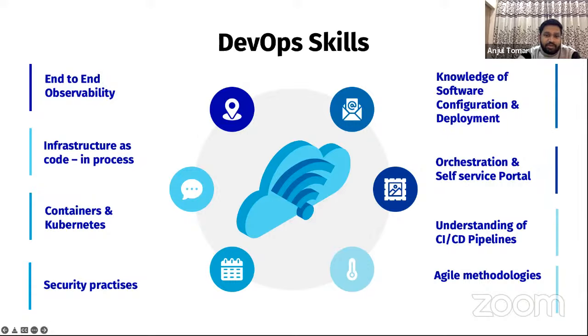Knowledge of software configuration deployment, I think I've covered already. Orchestration and self-service portal. This is interesting and very much time saving. So basically, let's say in a highly growing environment, someone has come for a server. Hey, can you please provision me this server? Can you please help me with this server? What you can do is take the request, go back, and open up the AWS portal, or whatever cloud you're using. Why don't we do a self-service portal?